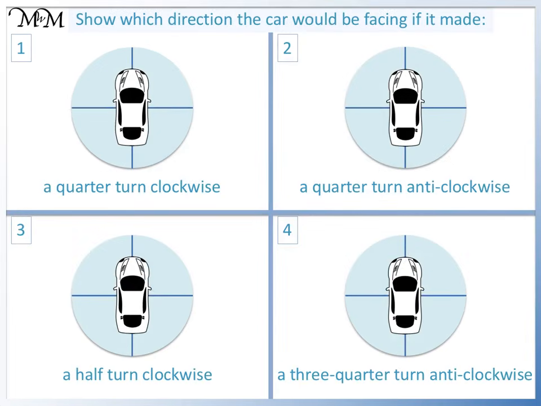Here are some questions for you to try. Show which direction the car would be facing if it made the following turns. An accompanying activity sheet is available to download and print for these questions. Pause the video now and have a go.